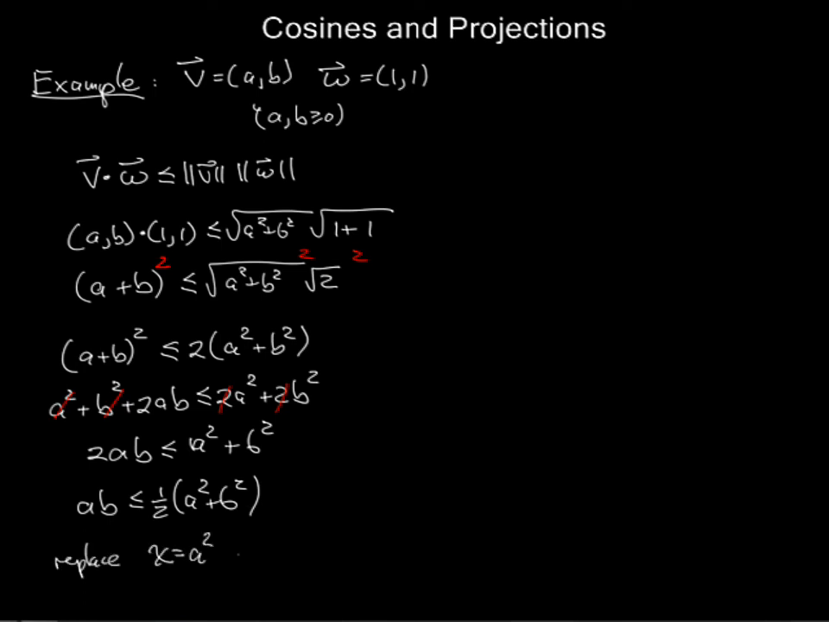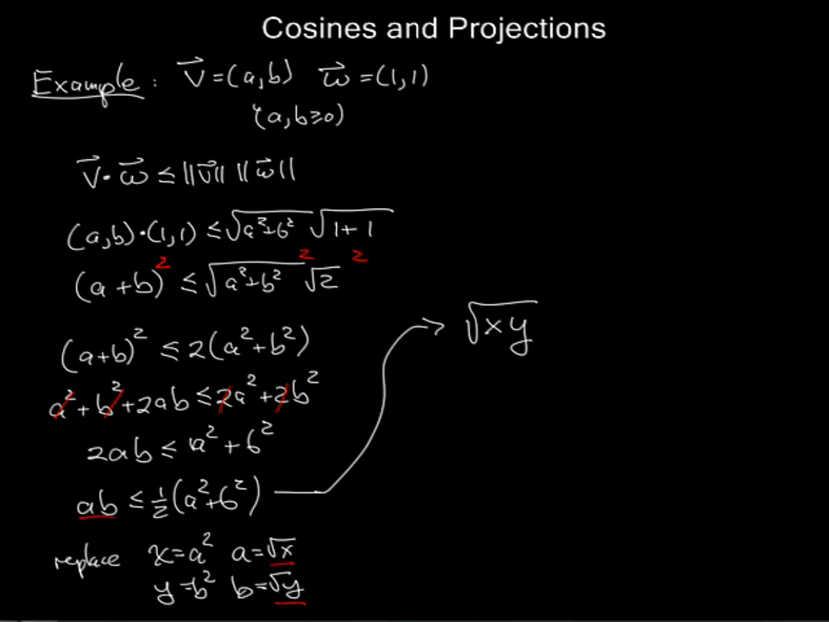So it's convenient now to replace a squared with x, and a with the square root of x, and similarly let y be b squared. So the left-hand side, instead of ab, I get the square root of xy. And the right-hand side, I get 1/2 (x plus y).